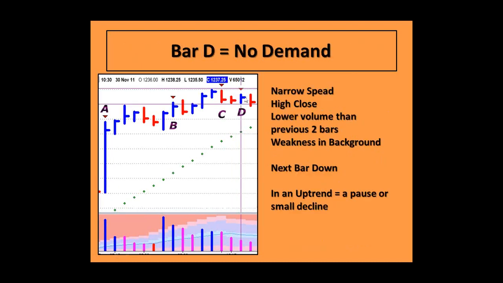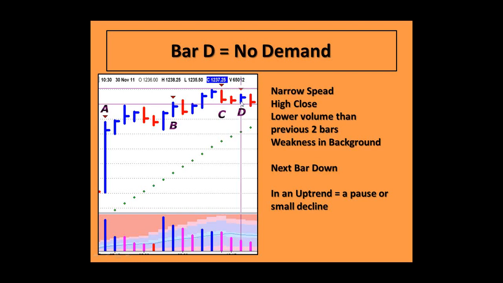No demand. Okay, bar D, we have a narrow spread, a higher close, and lower volume than the previous 2 bars. That's why it's in pink. This is lower, and this is lower. Pink, pink, pink, pink, pink. That's pretty good. I have weakness in the background: C, B, A, behind me.